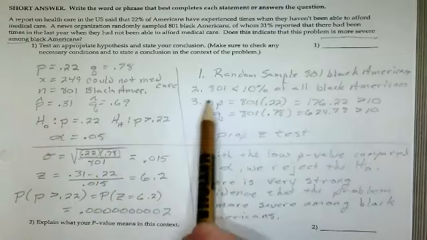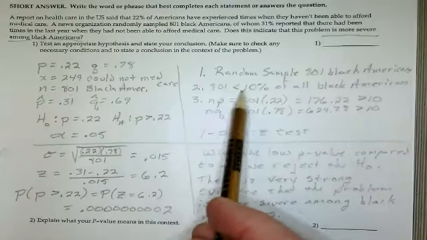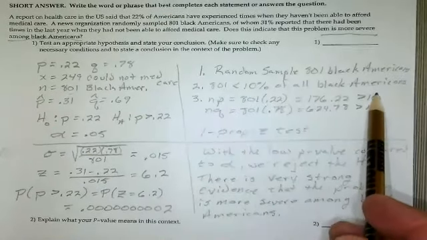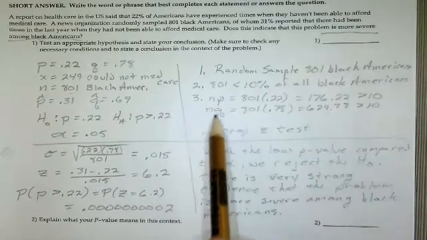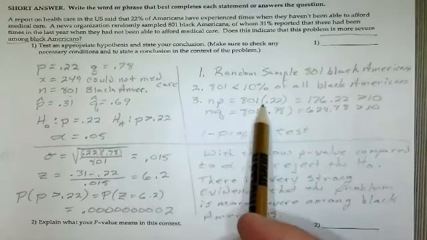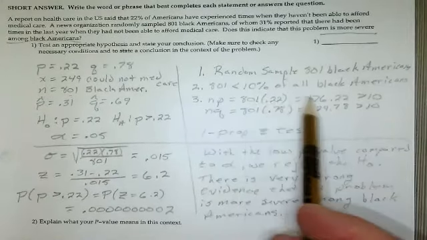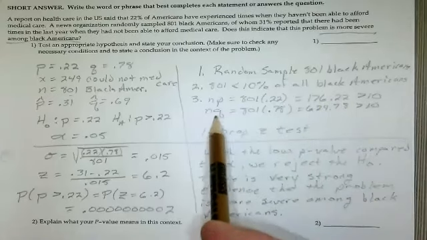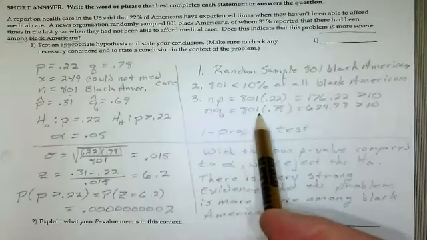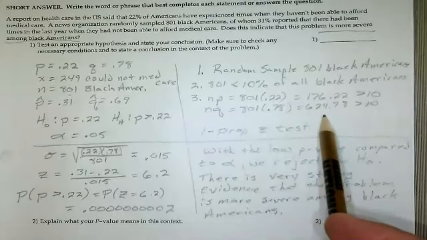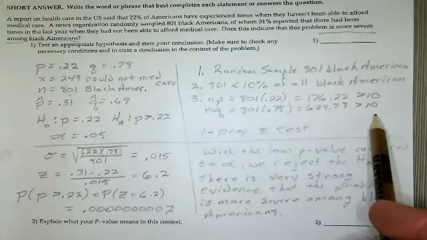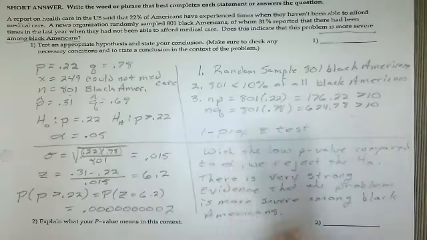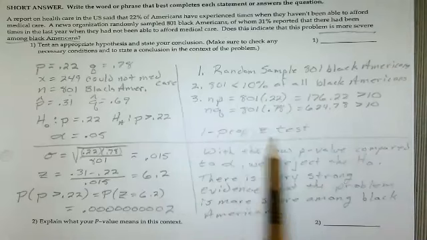So we've talked random. Our N is 801. Is that less than 10% of all Black Americans? Yes. So we do NP. So 801 times 0.22 is 176.22, which is greater than 10. My NQ, my failures, is 801 times 0.78, which is 624.78, which is also greater than 10. So our conditions are met. We can use the normal model, and we're going to do a one proportion z-test.